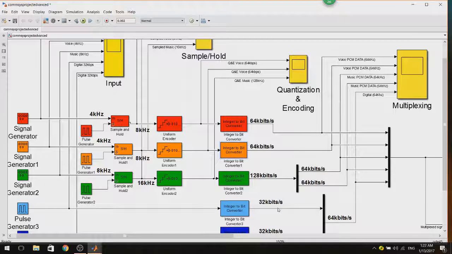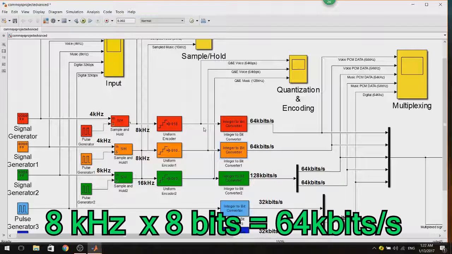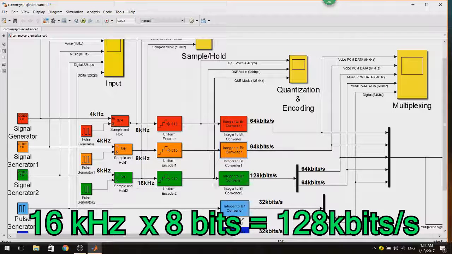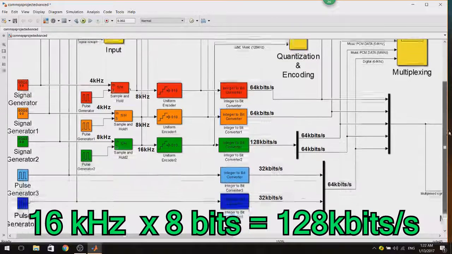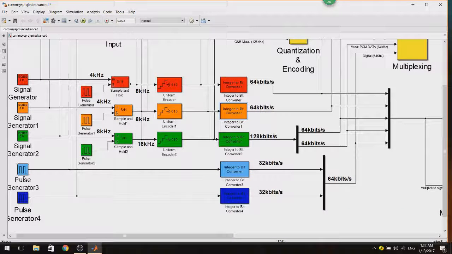PCM system, quantization, coding stage. Why it becomes this: sampling frequency 8 kilohertz times 8 bits. So 8 times 8 is 64 kilobits. 8 times 8 is 64. 16 times 8 is 128 kilobits.